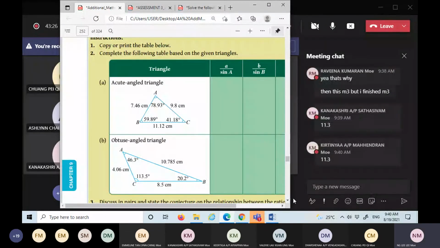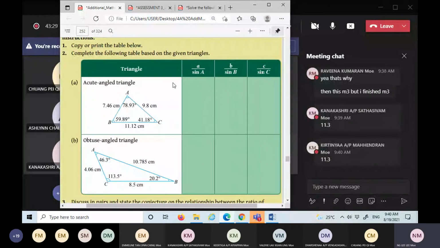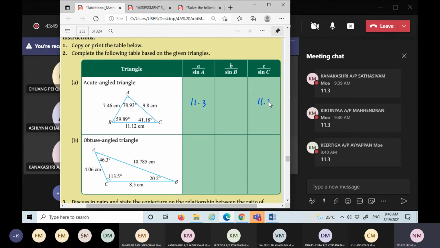So Kanakasri gets 11.3. You should give me 4 significant figures, minimum 2 decimal places, unless it's exactly 11.3. Kritinia's is 11.3. Kritika's is 11.3. So all three of them get 11.3. So this one, actually, we can say A over sine A is equal to B over sine B is equal to C over sine C.